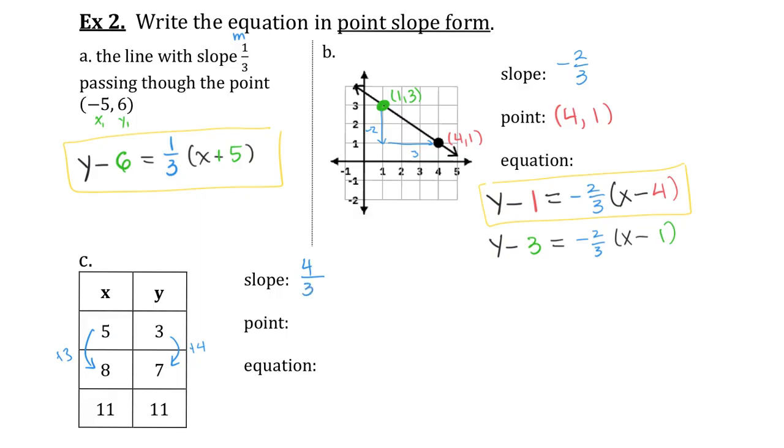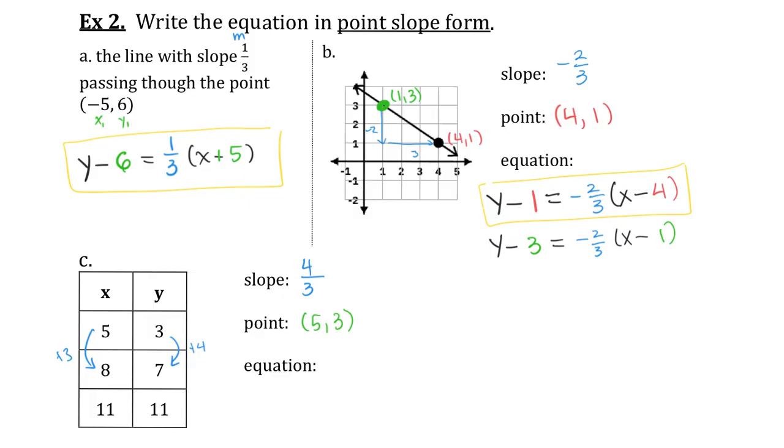Okay, now for a point, do I have the y-intercept? No, I don't have (0, something). They gave me 3 points: (5, 3), (8, 7), and (11, 11). It does not matter which point you use. I'm going to pick (5, 3) just because it's first or because the numbers are smaller, for no good reason.